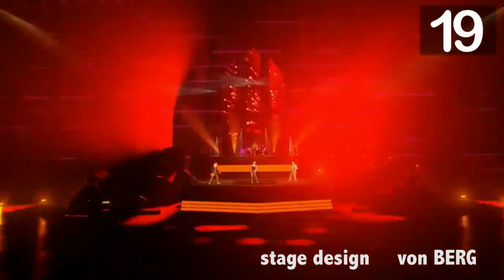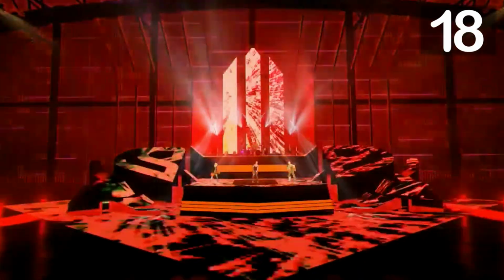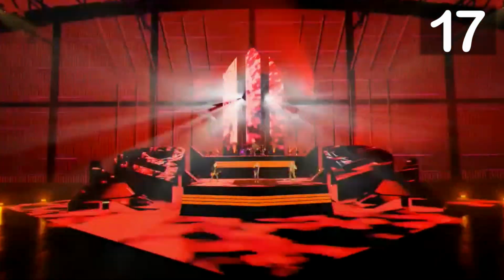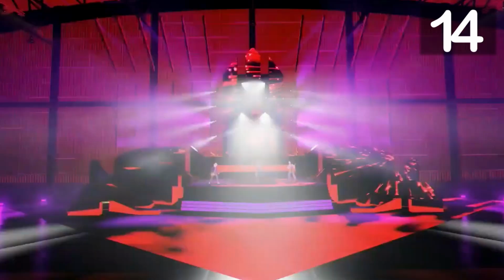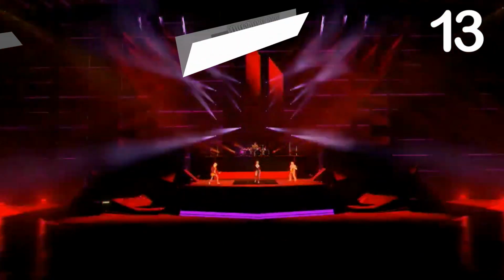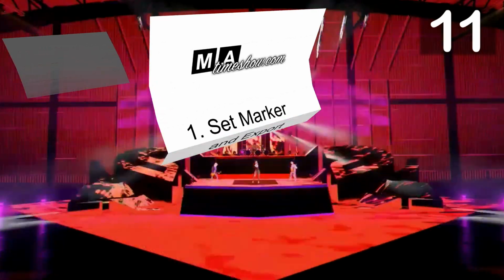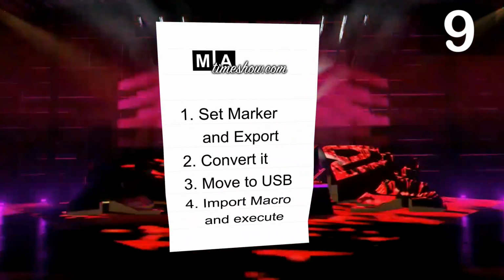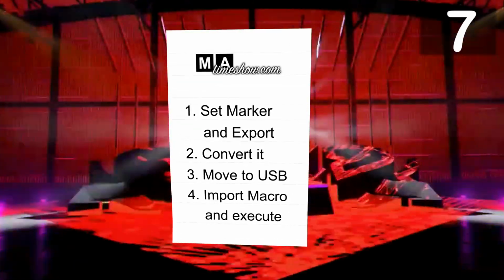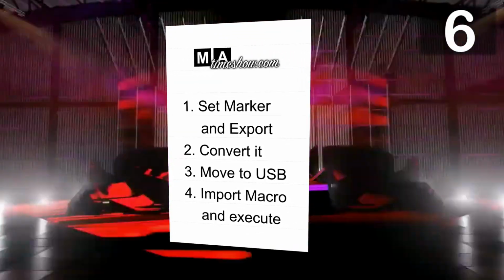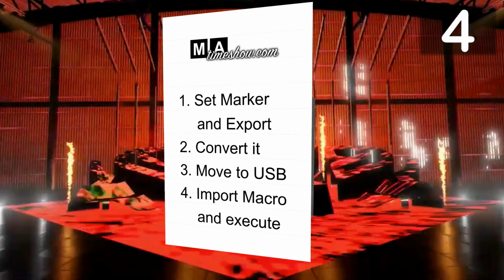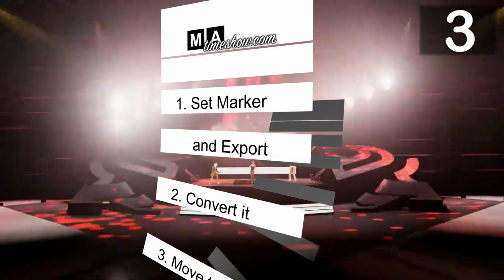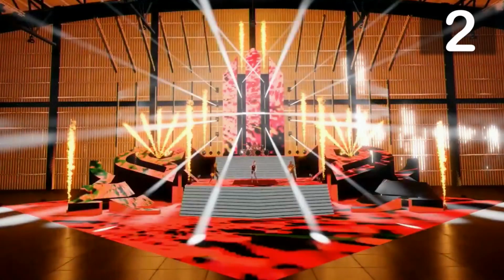There are only 4 simple steps to program a sequence with hundreds of cues frame accurate into a timecode show by using the Reaper software. First, you have to set your markers and export them. Second, you have to convert the markers into a macro for the GrandMA 3. Third, copy the markers to your USB stick and at last import the macro and execute it.